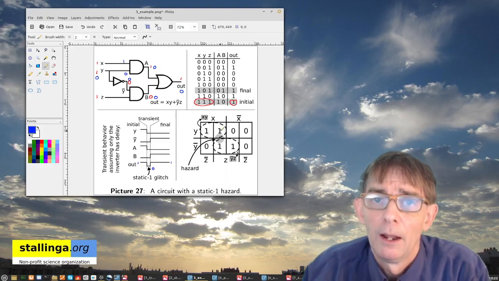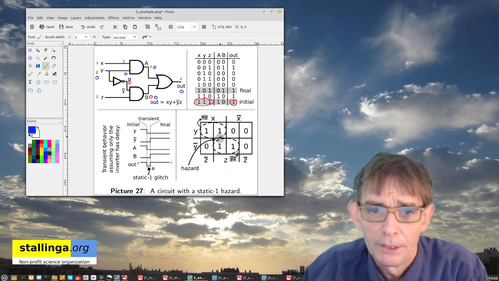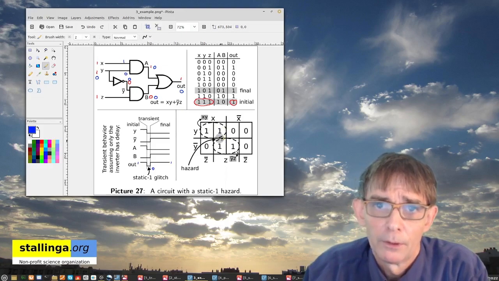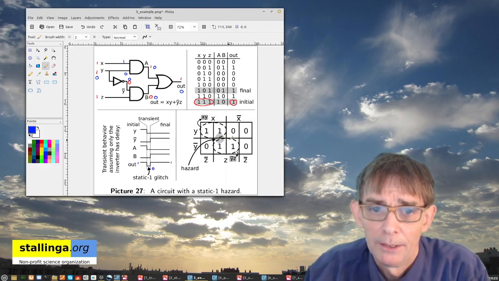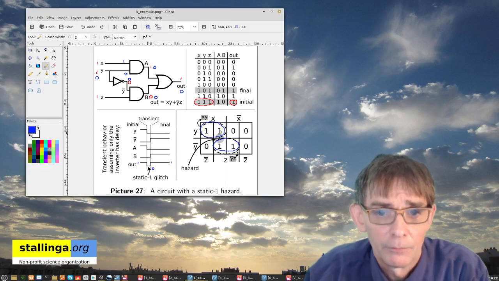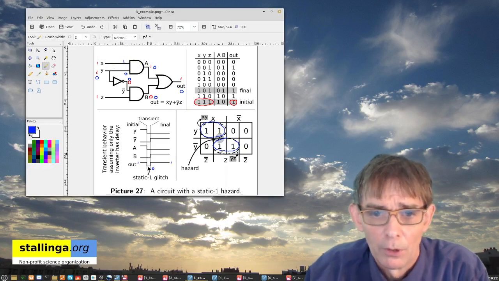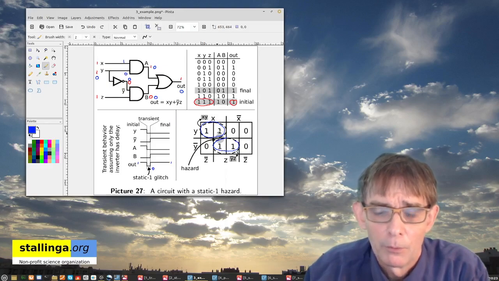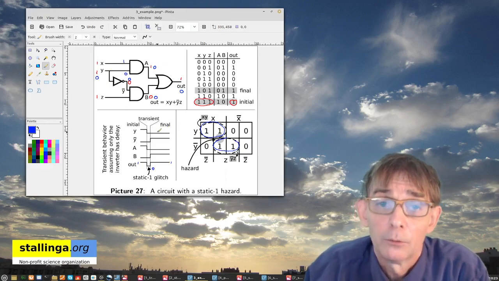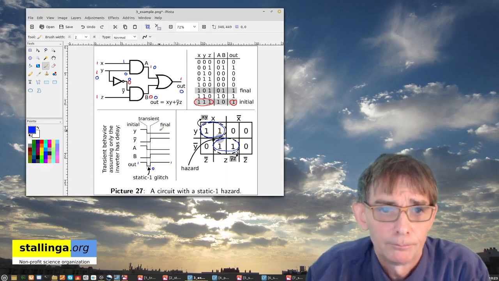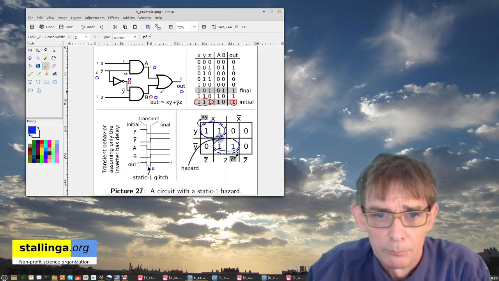Now if we look at the Carnot map, we see that it occurs when both AND gates, both products, are switching, and that is because we go from one loop to the other loop. So we were in here, in 1, 1, 1, 1. We were going from this loop to that loop being 1. Let me see if I'm saying this right.